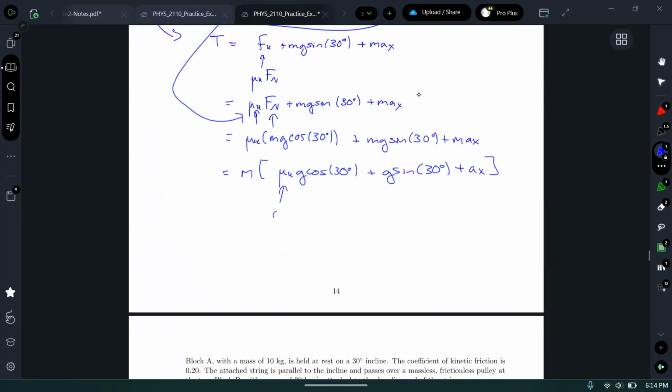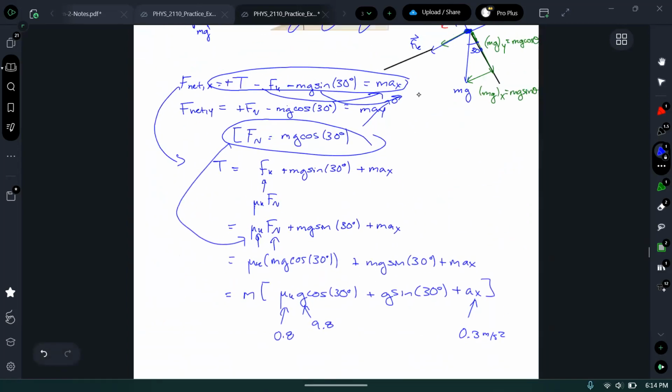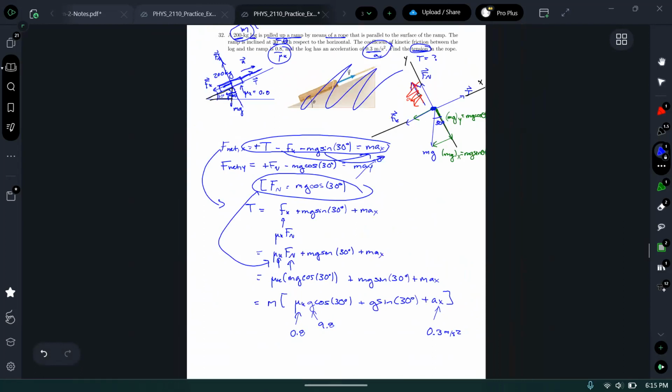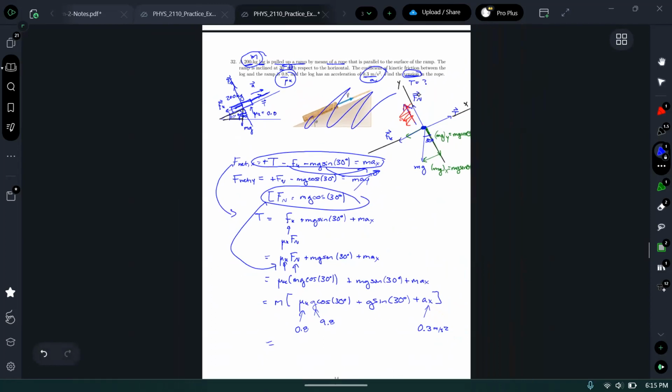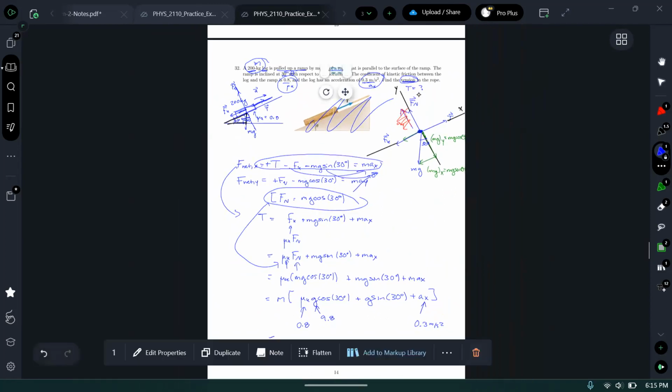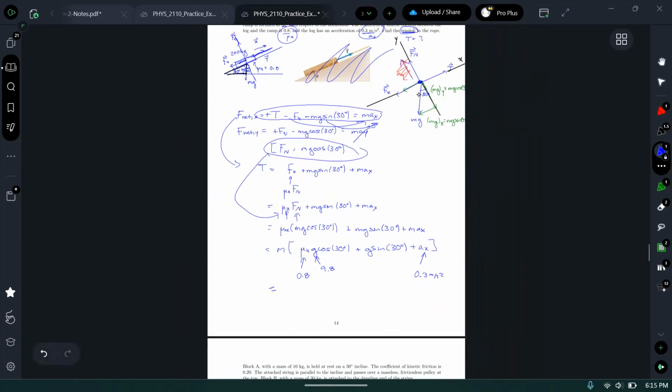So 0.8, so it's 9.8. And then this is 0.3, and I know it's positive 0.3 because the log is accelerating up the ramp, which is the positive x direction as I've defined it. So whatever number that comes out to should be the number that's given in the answer part. Any questions on that one?